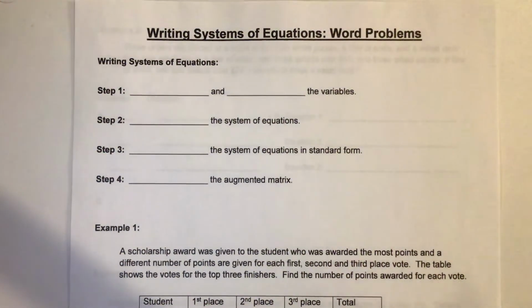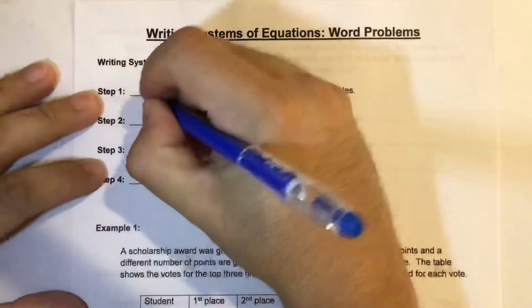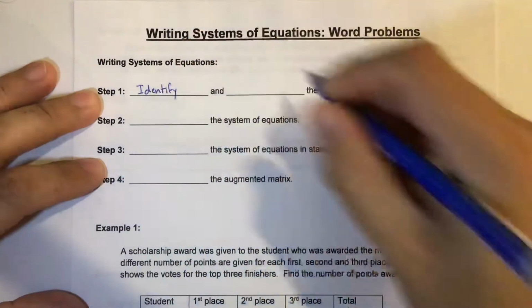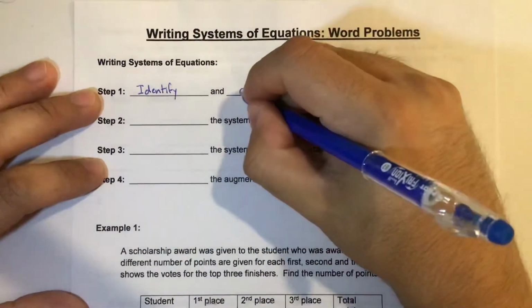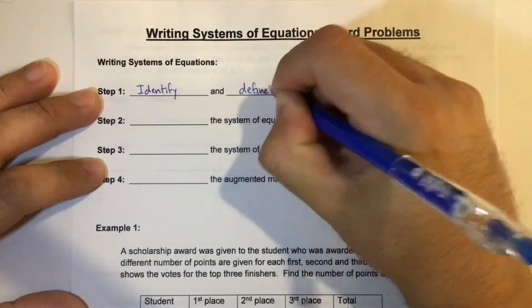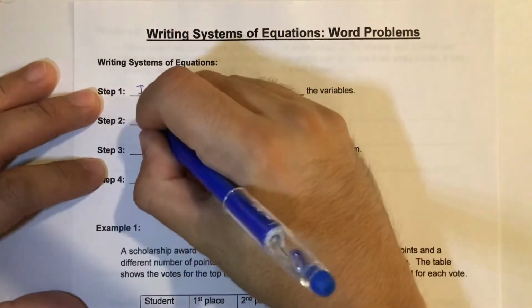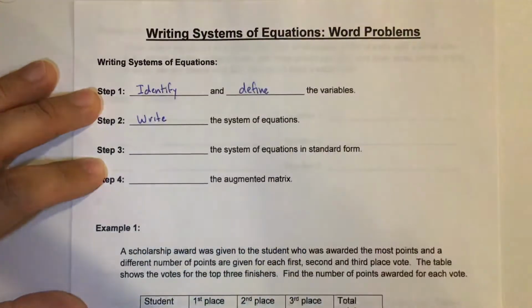Okay, so these are the notes for writing system of equations word problems. So, writing system of equations. For step 1, we are going to identify and define the variables. Second, we're going to write the system of equations.